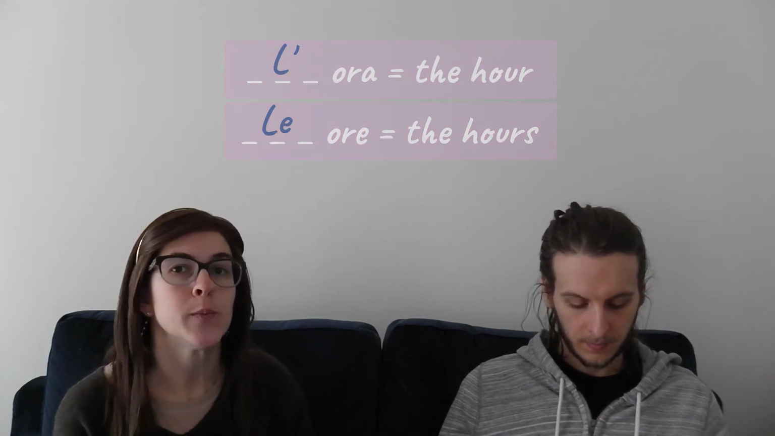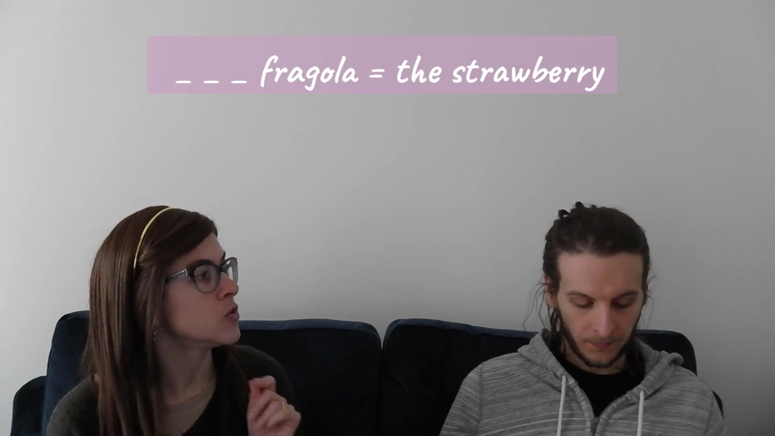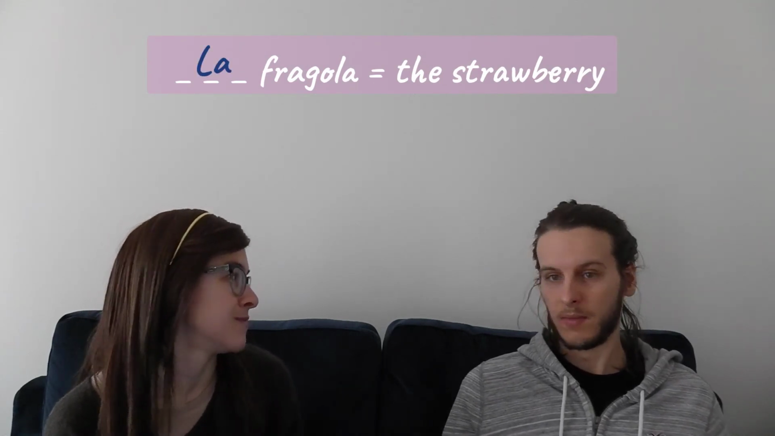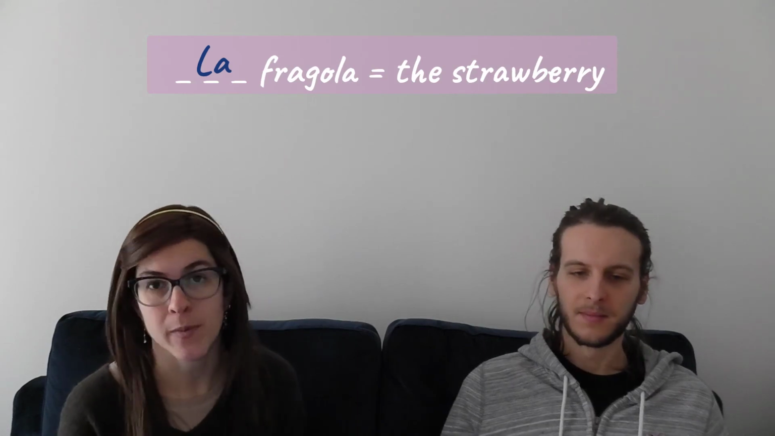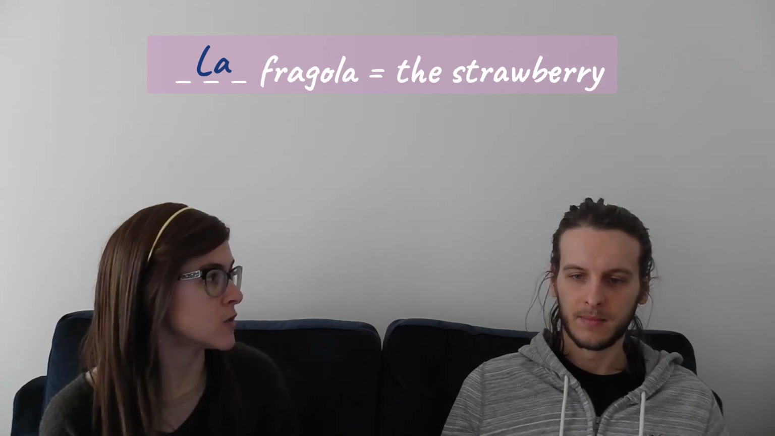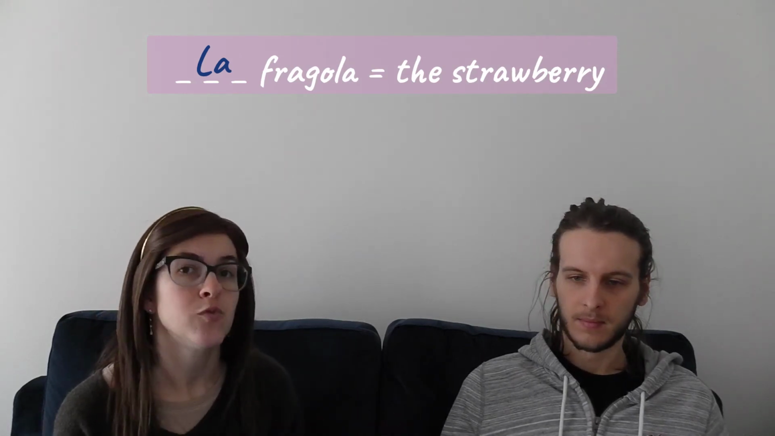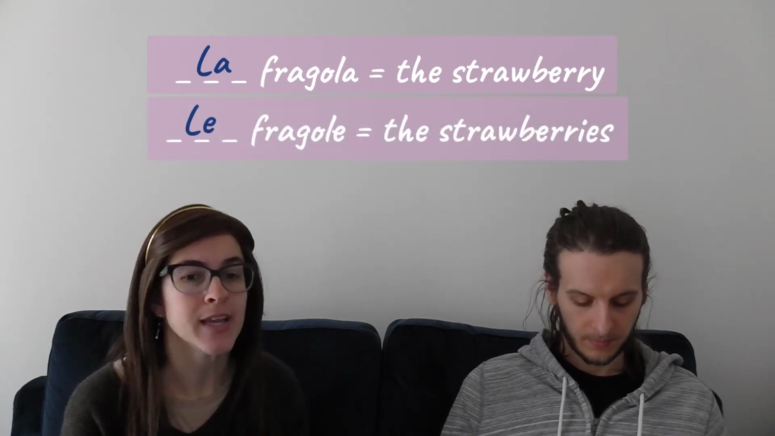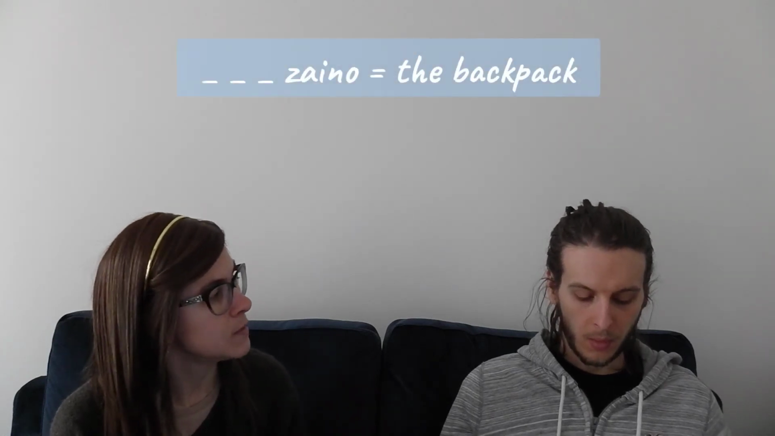And now on to number 7, the strawberry. Strawberry is la fragola. Why? Oh, because it's for female at the end. Yeah, it's a feminine noun. It's very easy, right? It's got a consonant, so it's la. And for the plural? Le fragole. Yeah, very good.